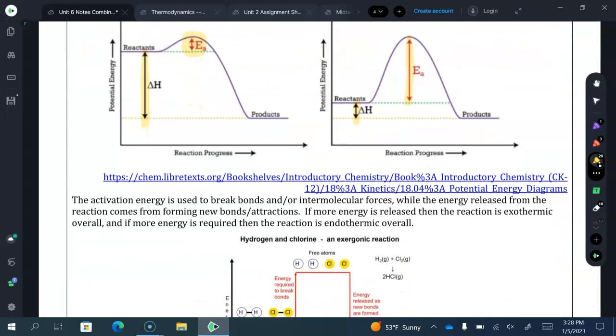So the activation energy, as a reminder, is used to break bonds and or intermolecular forces, while the energy that is released from the reaction comes from the formation of new bonds and or attractions. If more energy is released than absorbed, then the reaction is exothermic. If more energy is required or absorbed in the process of the reaction, then it is endothermic overall.